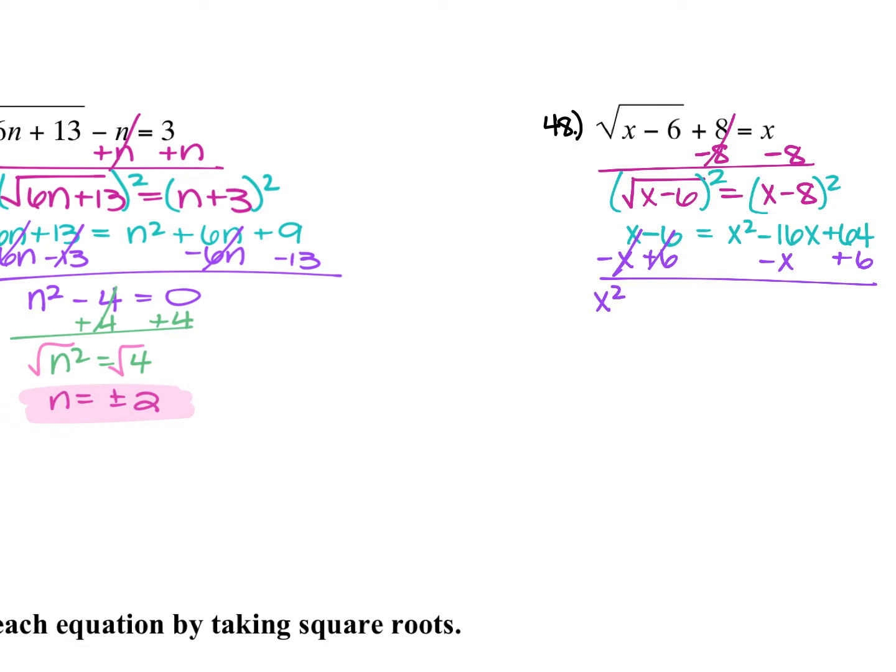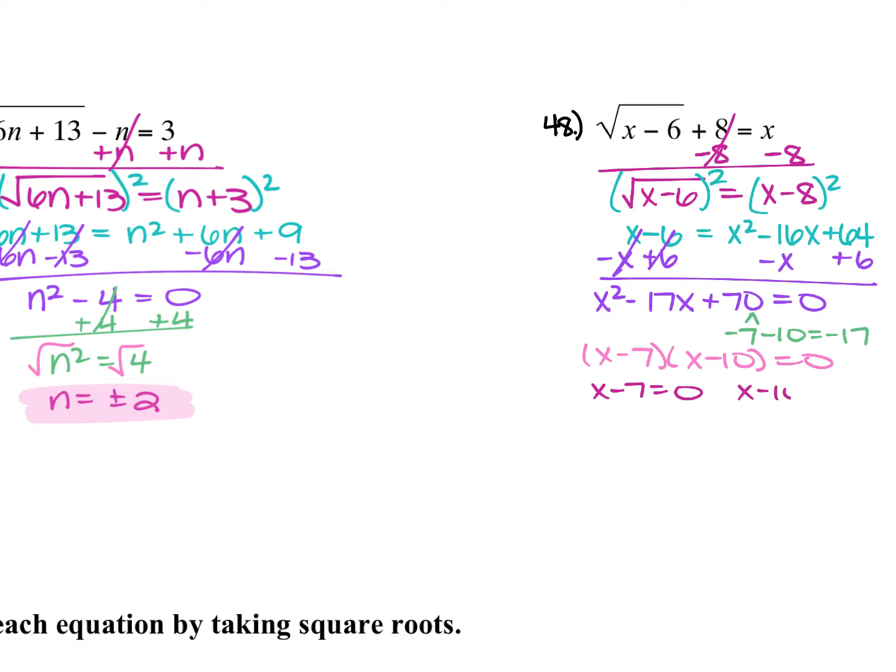This leaves you with x squared minus 17x plus 70 is equal to 0. Your factors of positive 70 that add up to be negative 17 are negative 7 and negative 10. So this factors to be x minus 7 times x minus 10 is equal to 0. Set them both equal to 0 and solve them. Move your 7 over, add it to both sides. You get x is equal to 7. Move your 10 over, add it to both sides. You get that x is equal to 10.